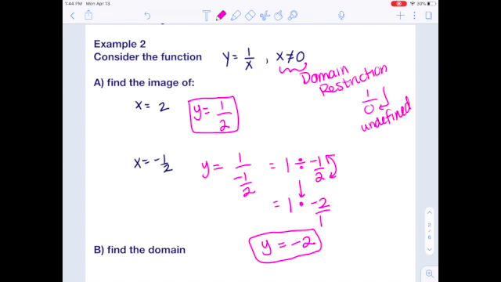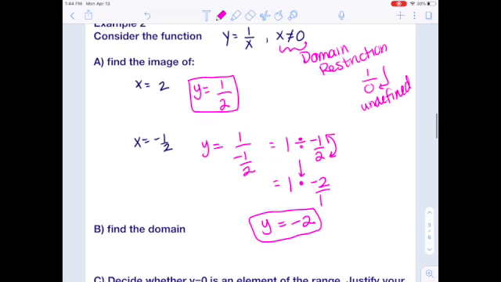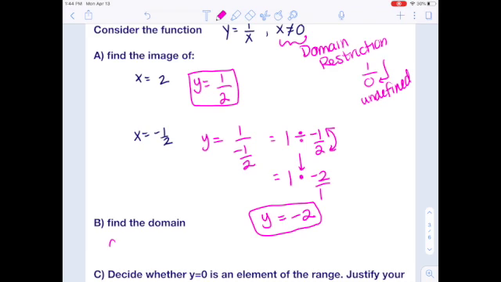And our domain. So our function is not defined at x is equal to 0, right? Because you get an undefined fraction when 0 is in the denominator. It doesn't exist. So our domain is all real numbers except for when x is equal to 0.